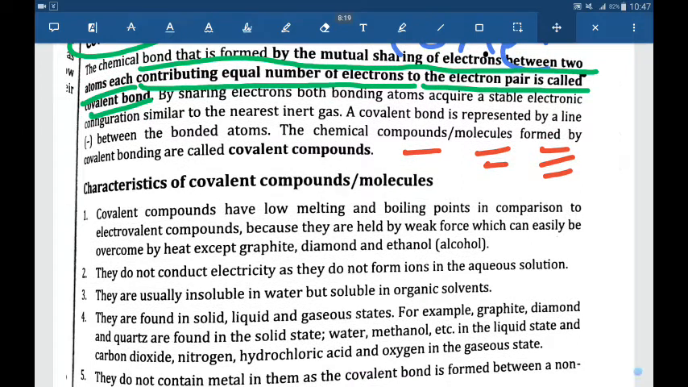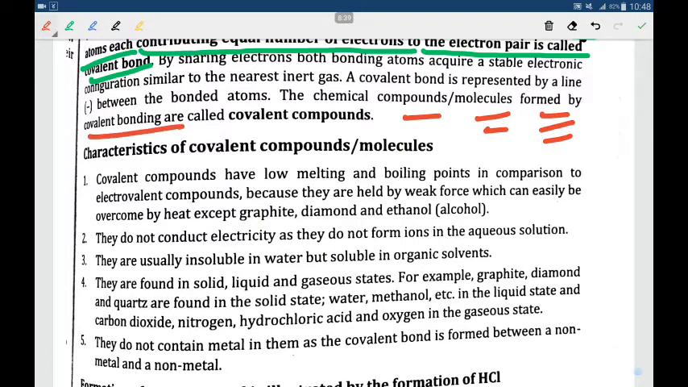Now keep in mind, what do you say to the compounds which are formed by covalent bond? Covalent compounds. The compounds which are formed by covalent bonding are called covalent compounds. See, it's here. If the compounds are formed by mutual sharing of electrons between the atoms, then it is called a covalent compound. Please make your concept clear.